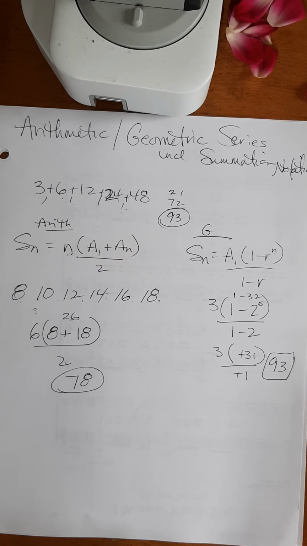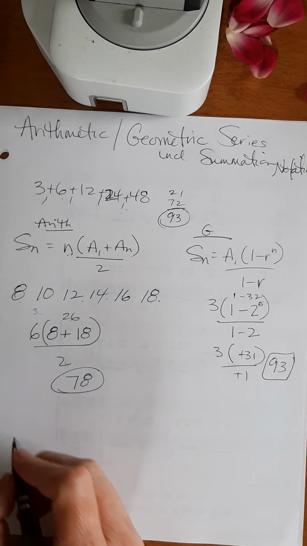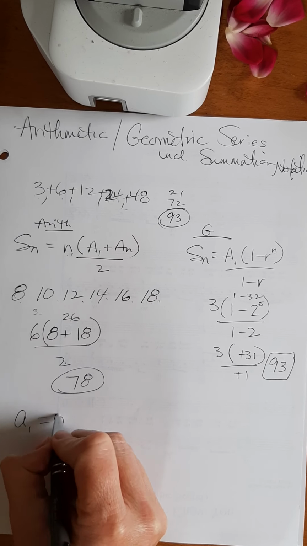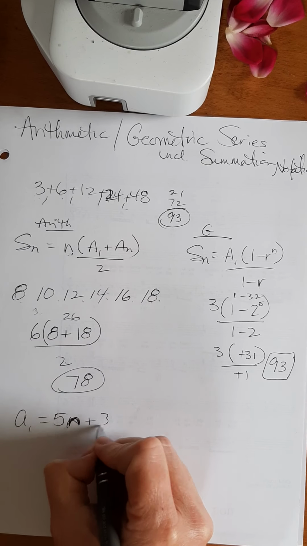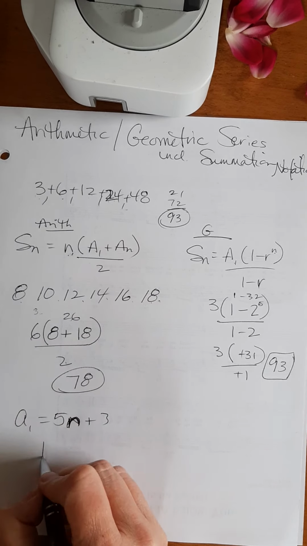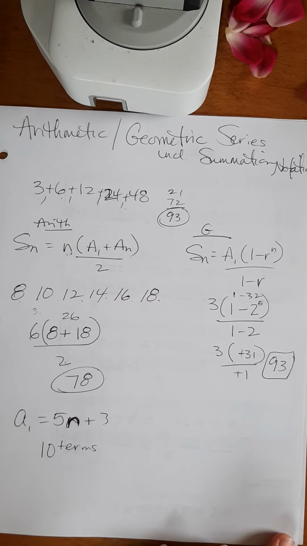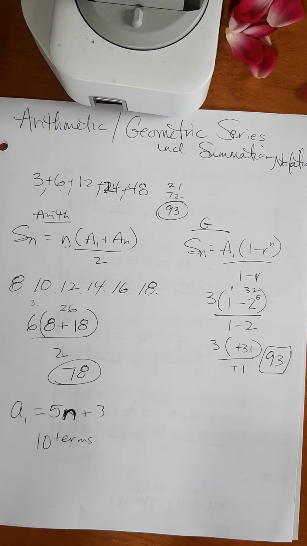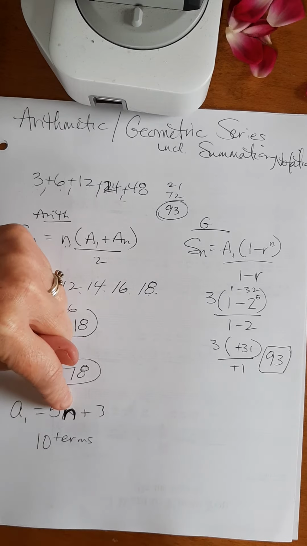Now, I know you're thinking, if I had them all listed, why would I add them up? Well, most of the time they don't list them. Let's say that they actually gave you a formula, something like 5n plus 3, where they wanted the sum of the first 10 terms. Well, you might be like, okay, what kind of sequence is this? Well, let's do a couple and find out, and then I'll show you a shortcut.